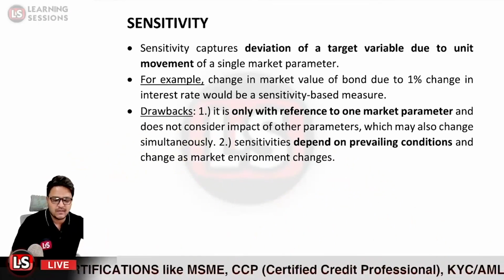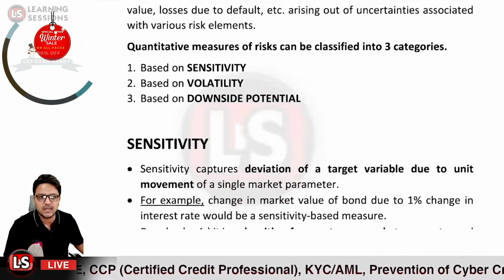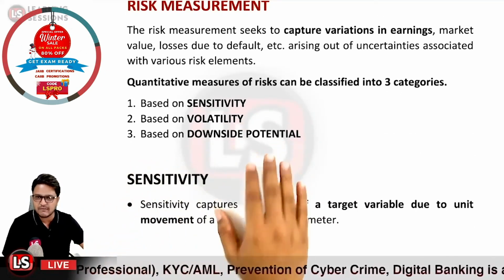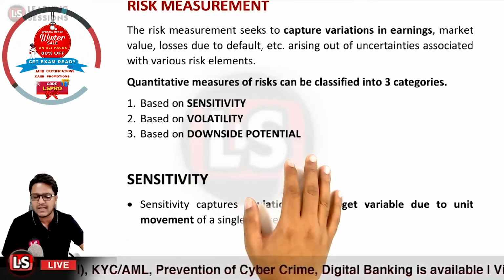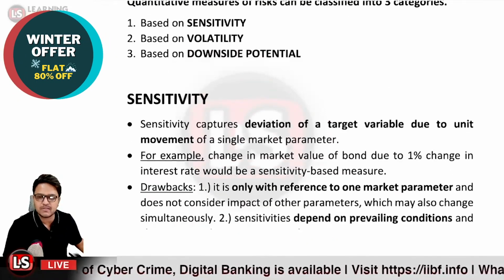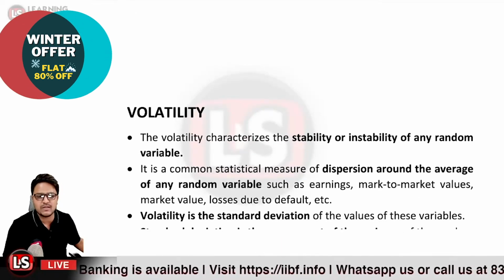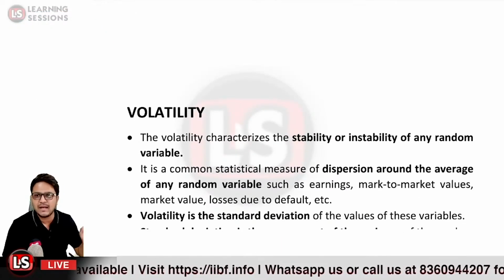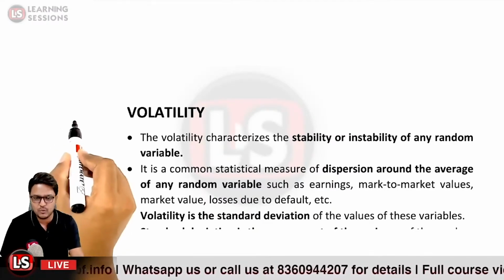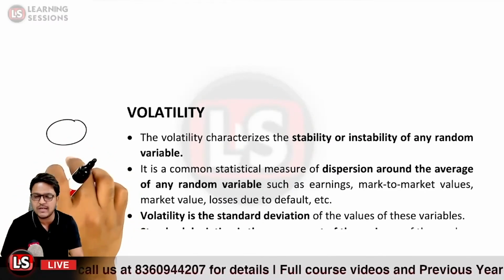Now let us consider the next part, that is the volatility. I already told you that quantitative measures of risk are classified into three categories: first, based on the sensitivity that we have covered; second, based on volatility; and third, based on downside potential. So we are going to cover the second part, volatility. Now what is volatility? Volatility is related to the stability and instability of some random variable. If we look at some variable, how random it is, that is related to the volatility.